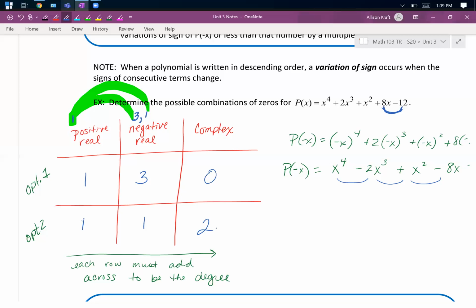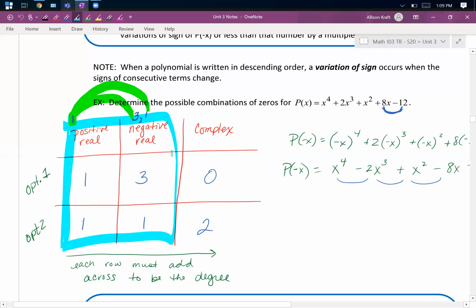We're really just focusing on the first 2 columns of the chart, since the numbers that we're checking, possible rational zeros, are positive or negative real numbers. So I'm really just looking at the first 2 columns. The first thing I'm doing is looking for which column has the most zeros in it. If there is a column that has zeros in it, I'm going to avoid that type of number.